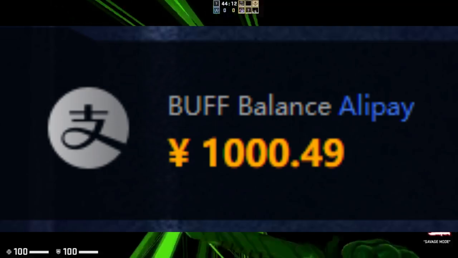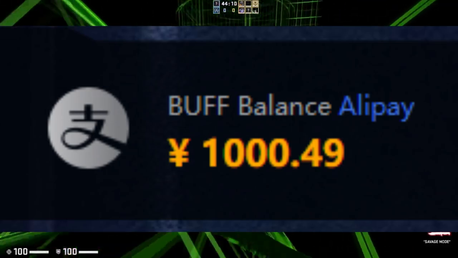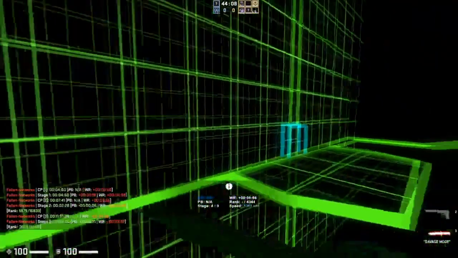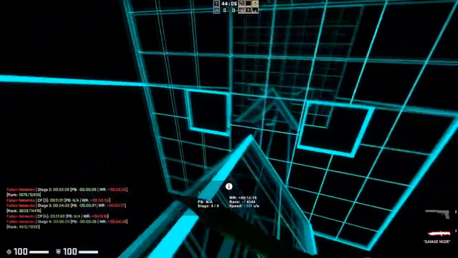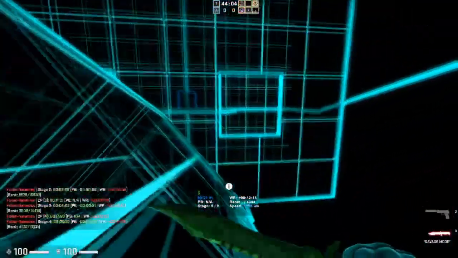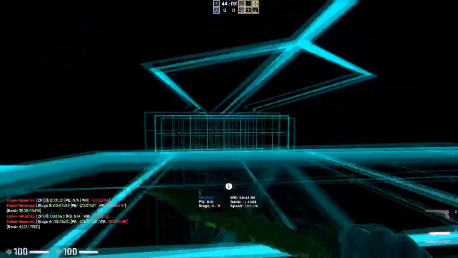So as I'm still deciding how Season 2 is going to be structured, this buff balance right here may or may not go into Season 2, or it may just calculate towards our total profit here for our total cash value.